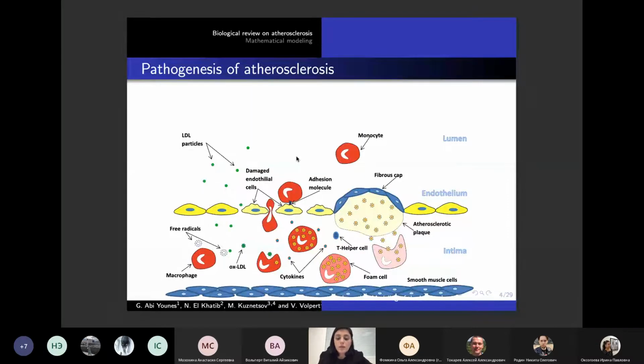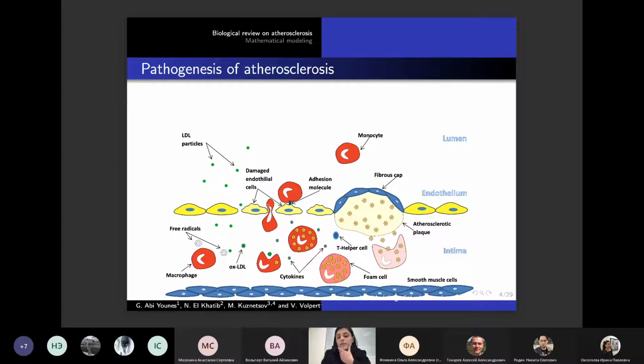As I told you, we are going to talk about the inflammation and the chemotaxis in atherosclerosis. Let us start with the inflammation. Again, here we have a cross-section of the artery. You can see here the lumen, where the blood circulates. The endothelium is a thin layer that separates the blood from the arterial wall. And the intima, where the plaque forms.